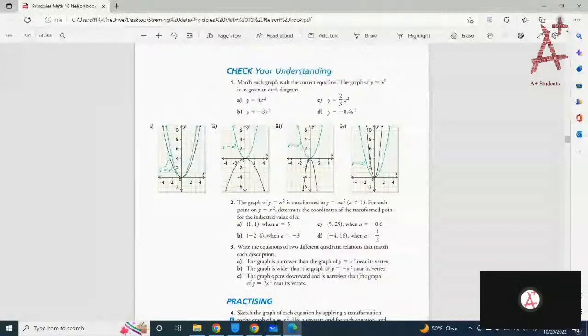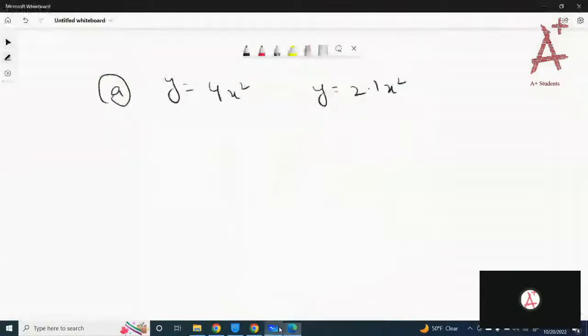Near its vertex. Now you have to write the equation of a graph that is wider than the graph of y equals -x squared. Got it? That means the graph is compressed vertically. So it would be y equals -0.1x squared, and y equals 0.5x squared. When the absolute value of a is less than 1, the graph is compressed vertically.